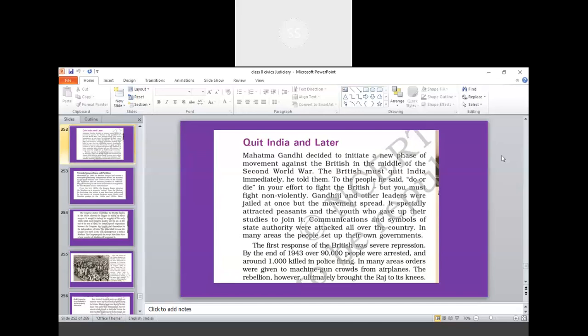Do or die. That means, my dear Indians, you fight for freedom, or in the process of fighting for freedom, you should be ready for the ultimate sacrifice. That is, we should be ready to die in the process of getting freedom. So Mahatma Gandhi gave an ultimatum to the Indians, do or die, and his ultimatum to the British was to quit India. And why did Mahatma Gandhi start the Quit India movement in the year 1942?